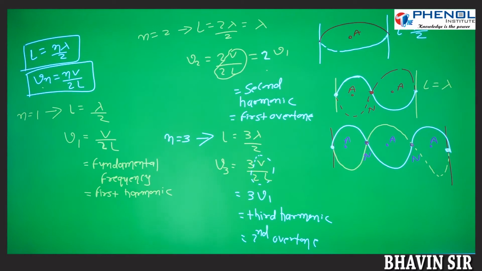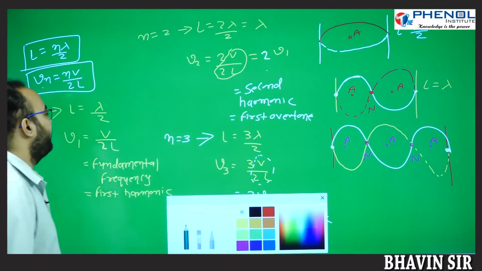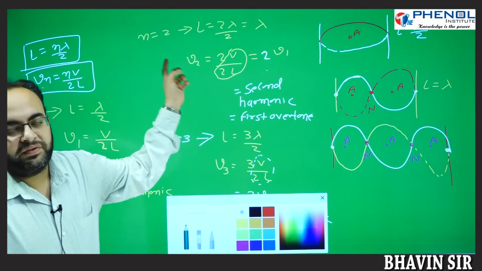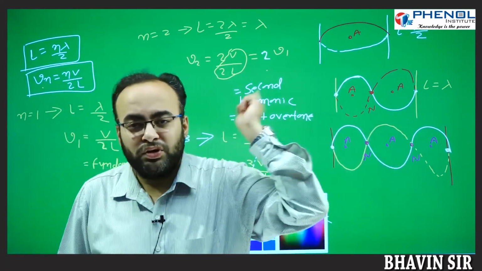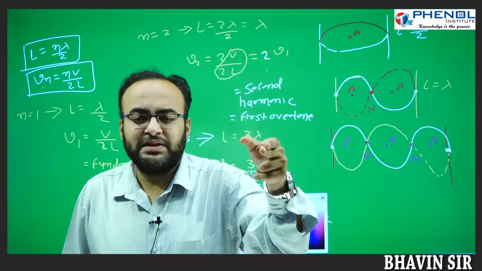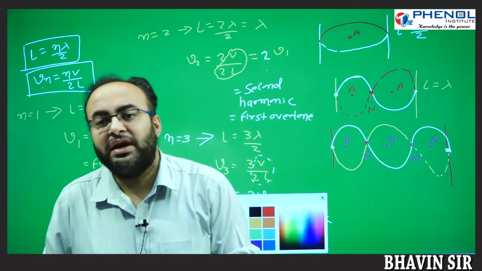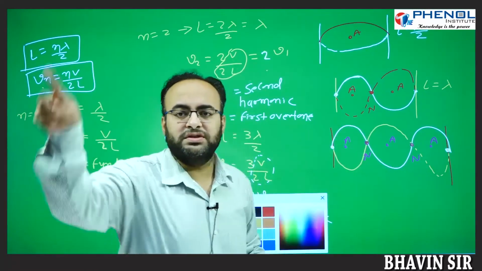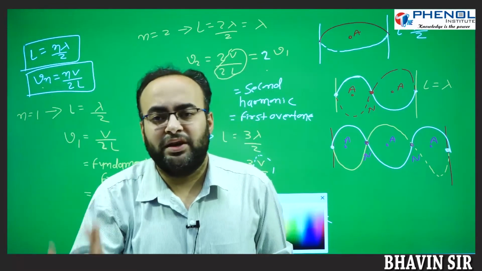So students, see from the figure, when n equals 1, it is known as the fundamental frequency or first harmonic and no overtone. When n equal to 2, it is known as the second harmonic and first overtone, because one overtone is there, it crosses once. When n equal to 3, it is the third harmonic and second overtone.